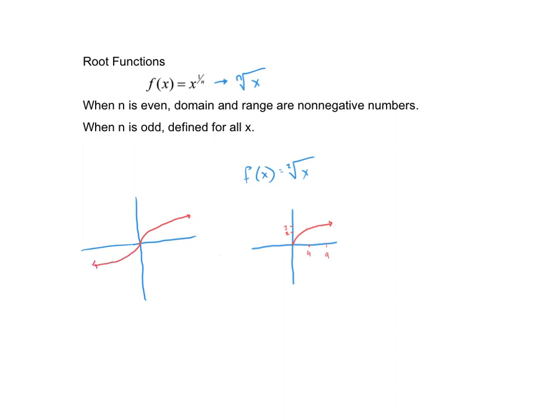This would be an example of f of x equals the cube root of x. No scales on there, right? The cube root of a positive number would be positive in this quadrant, and the cube root of a negative number would be negative in quadrant 3.